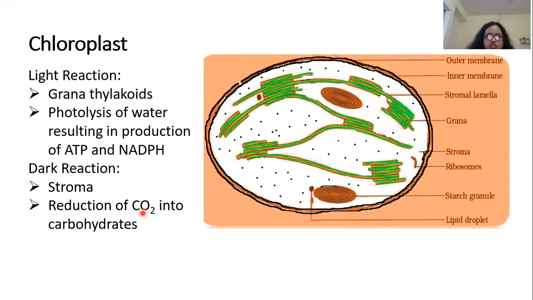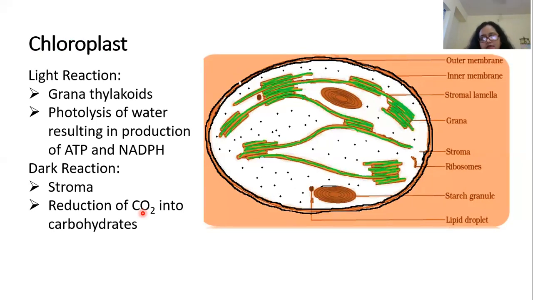which are energy rich compounds, and later used in the process of synthesis of carbohydrates, which is a part of the dark reaction. So we will study the whole process of photolysis, or how photolysis of water takes place and how these energy rich compounds are produced in the next video.